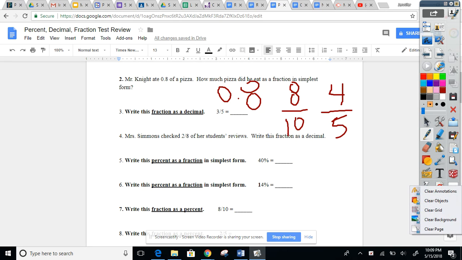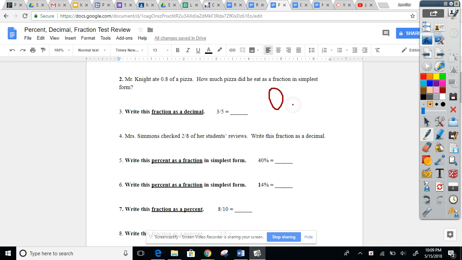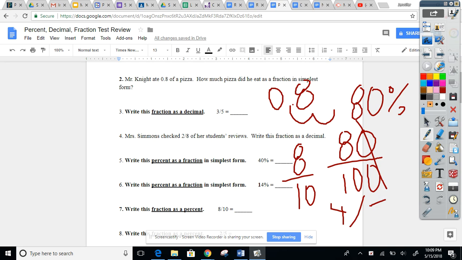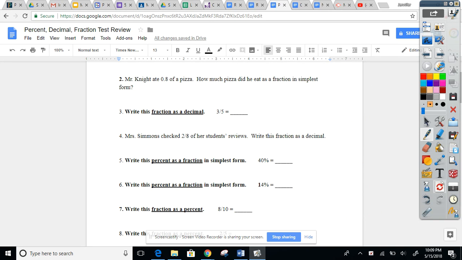Okay, the other way you can look at it, the long way around, 8/10. Have my decimal, I move it 2 places to the right, and I'll get my percent. That'd be 80%. And then 80% literally means out of 100. I could simplify. That'd be 8/10. And then I could simplify again, which would be 4/5. You get the exact same fraction. Okay.